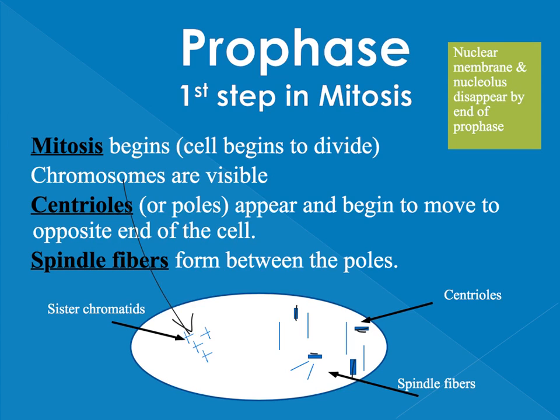And then you also can see spindle fibers. And spindle fibers are going to start forming between the two sides of the cell. So please label your diagram. And then up here I just made sure you realize that the nuclear membrane and the nucleolus are disappearing. They are no longer going to be visible by the end of this phase. So do not draw them in.